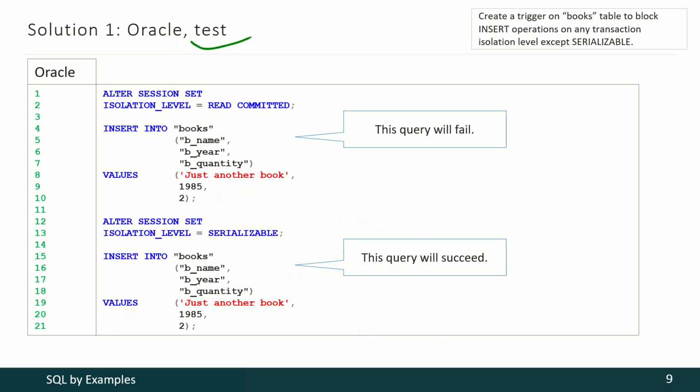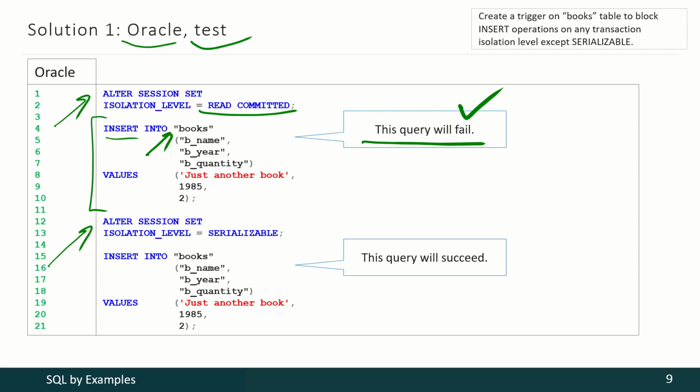To test this solution in Oracle, we shall follow the same approach as for MySQL and Microsoft SQL Server. First, we have to switch the transaction isolation level to any level other than serializable, read committed for instance, and then we have to attempt to insert data into books table, and this query will fail. Then we have to switch the transaction isolation level to serializable, and then we have to repeat the insertion attempt, and this query will succeed.